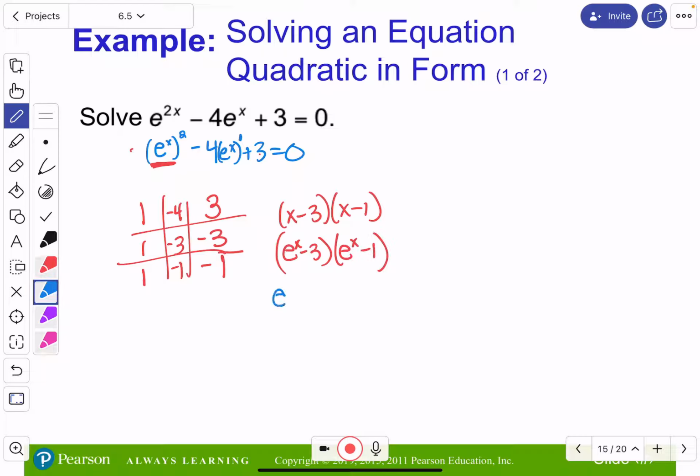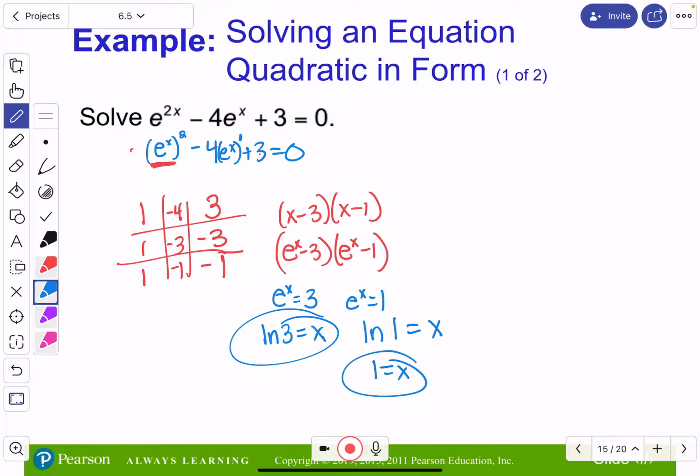Solve those for 0. E to the x equals 3. E to the x equals 1. Take your natural log of both sides. ln 3 equals x. ln 1 equals x. Well, the natural log of 1 is 1. So those are our two exact solutions for this problem.